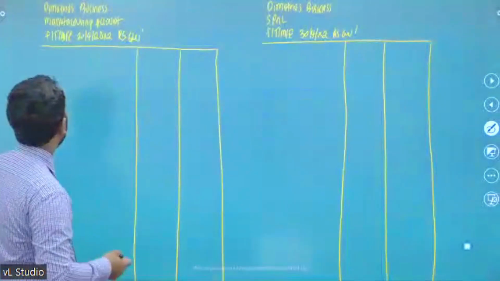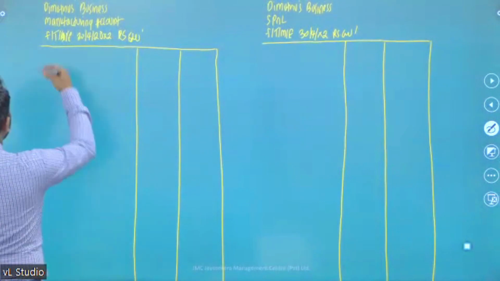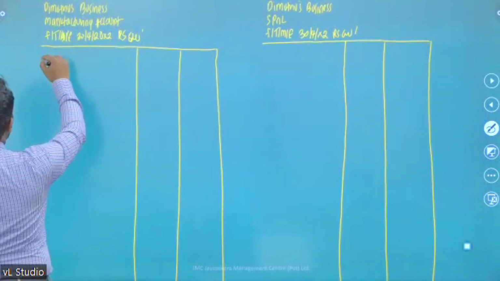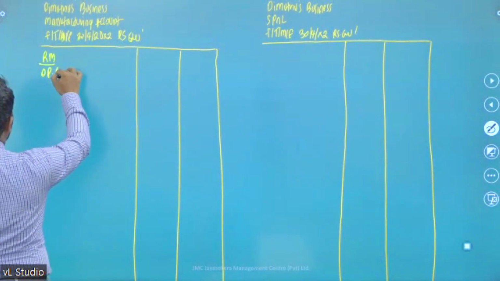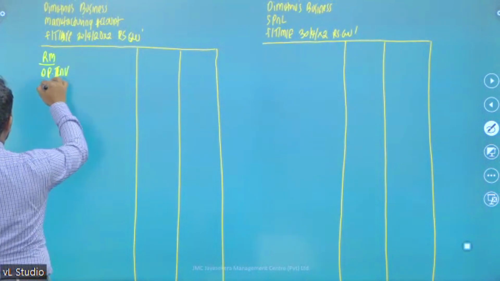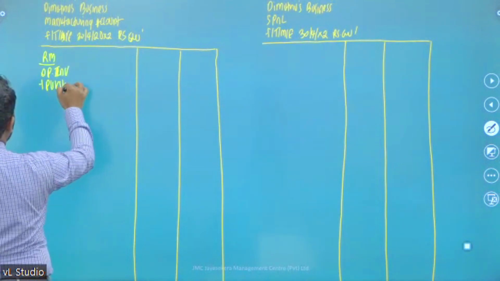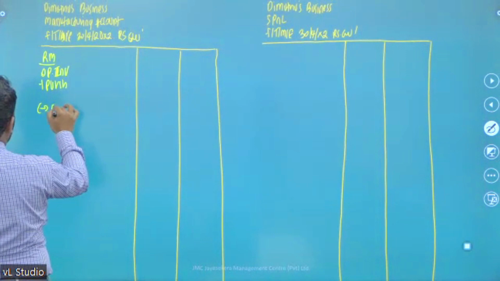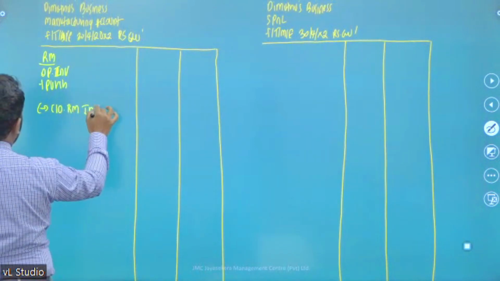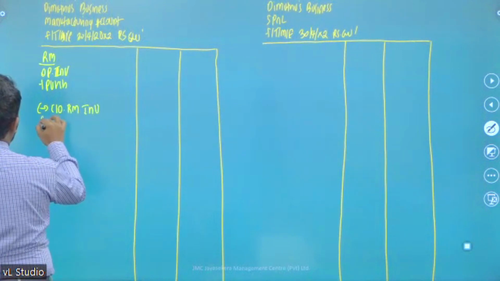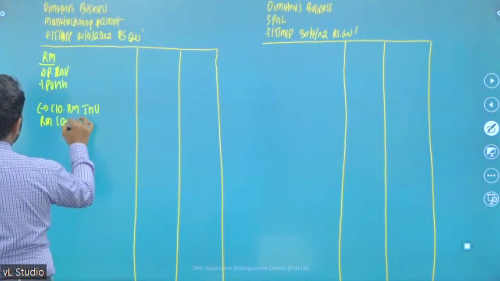So let me put up the basic items here. In the account here, for raw materials, you have to start with the opening inventory. We don't have any. Plus the purchases. Doing some adjustment, you will come to the minus closing raw material inventory, where you will arrive at the raw material consumption.